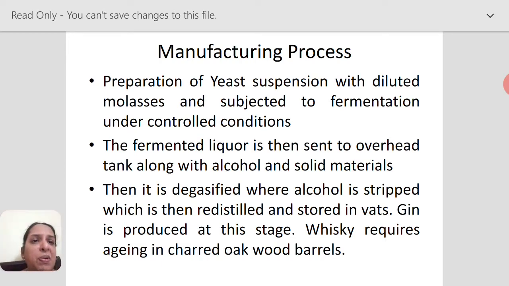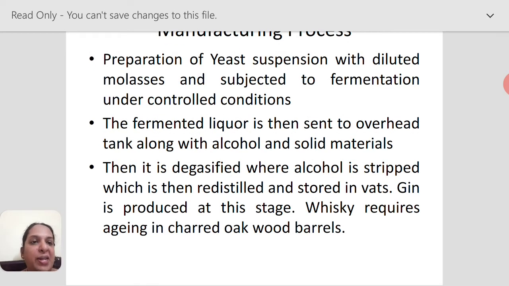Then this will be further degasified, where the alcohol will be stripped and redistilled, and it will be stored in vats. At this stage, gin is able to be produced. But if you want whiskey, the manufacturing requires a longer period of time, because whiskey always requires an aging process in charred oak wood barrels.